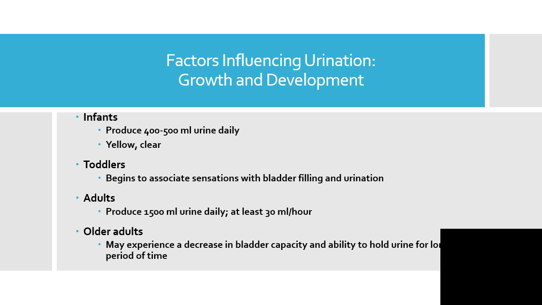In adults, we produce 1,500 milliliters of urine daily, looking for a normal of at least 30 mLs an hour. Older adults may experience a decrease in bladder capacity and the ability to hold urine for long periods of time. Older adults are at increased risk for urinary incontinence related to chronic illnesses, decrease in mobility, or cognitive issues.